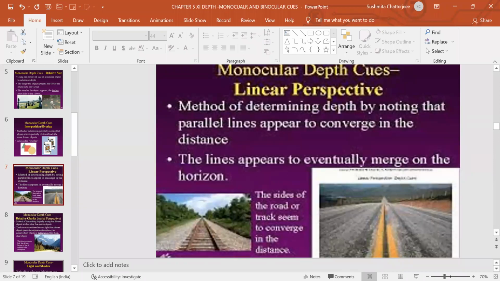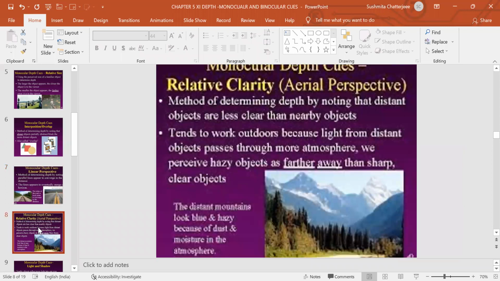Next we come to aerial perspective or relative clarity. The air contains dust and moisture that makes distant objects look hazy or blurry. This effect is called aerial perspective. For example, mountains may appear to be blue due to the scattering of blue light in the atmosphere, whereas the same mountains are perceived to be closer when the atmosphere is clear.